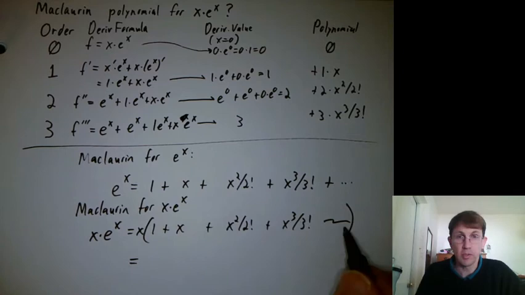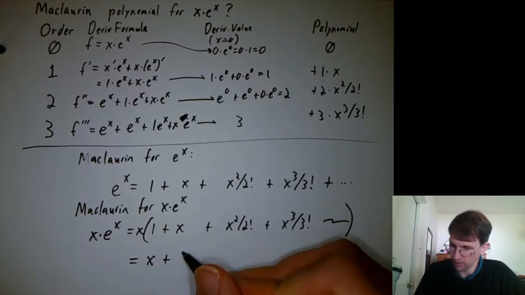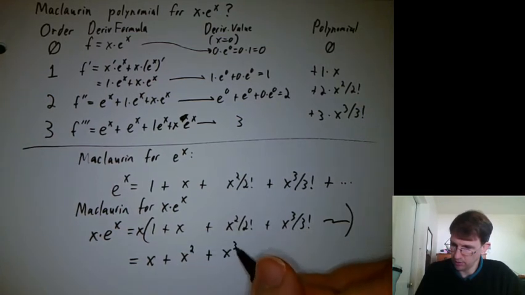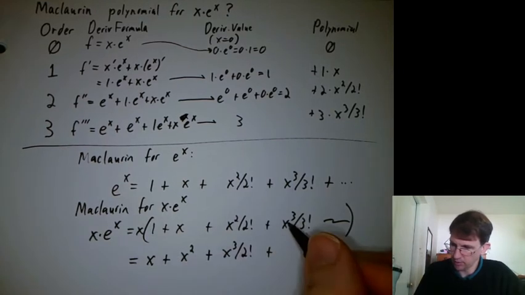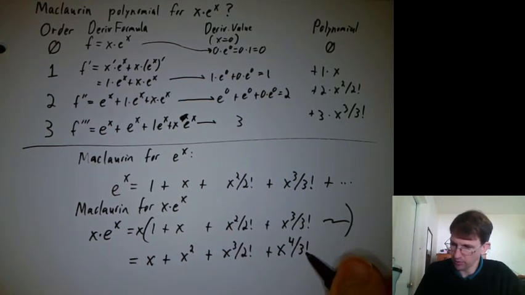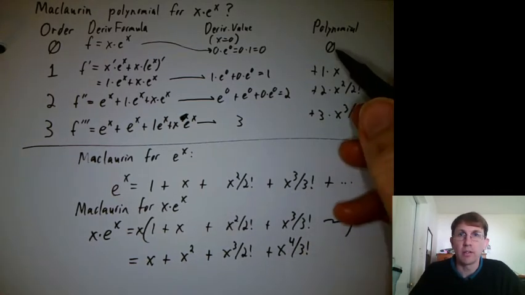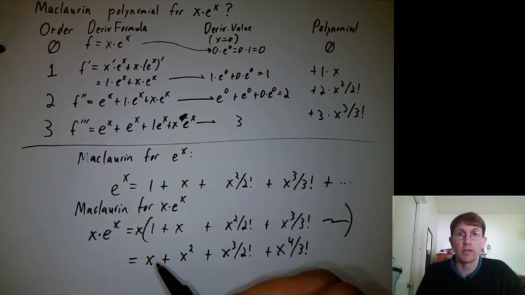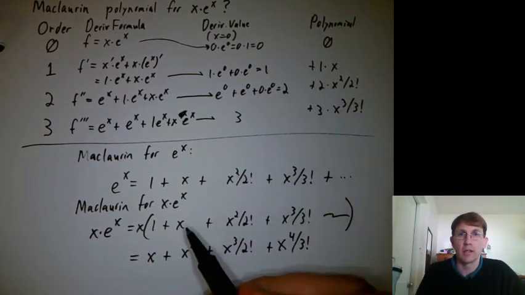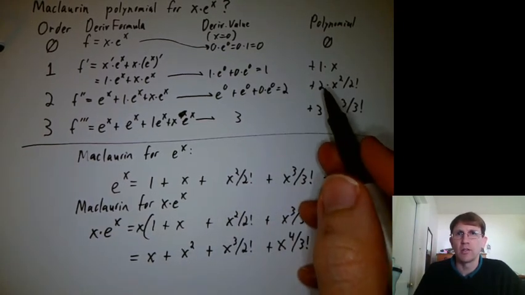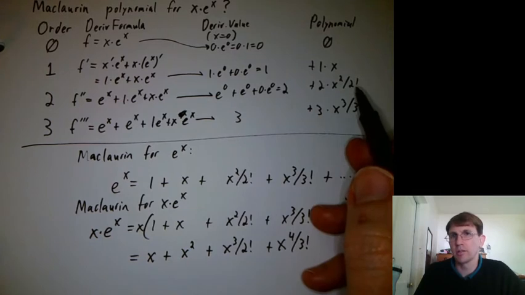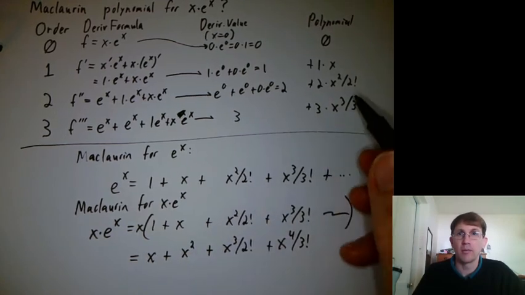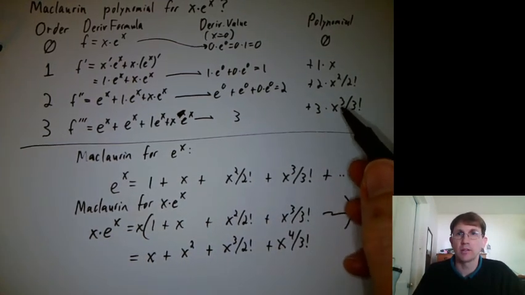So now I'll just distribute the x. I get x plus x squared plus x times x squared gives me x cubed over 2 factorial. X times x cubed gives me x to the 4th over 3 factorial. And now let's compare it to this. I had a 0 here for a constant, and here I have no constant, so that works. Here I have 1 times x, and here I have x. Here I have 2x squared over 2 factorial. Well, 2 factorial is just 2, and that cancels the 2 here, and I just get an x squared, so that works.